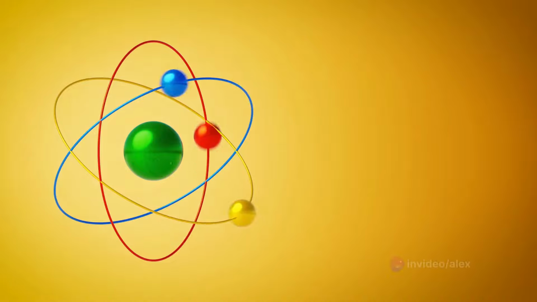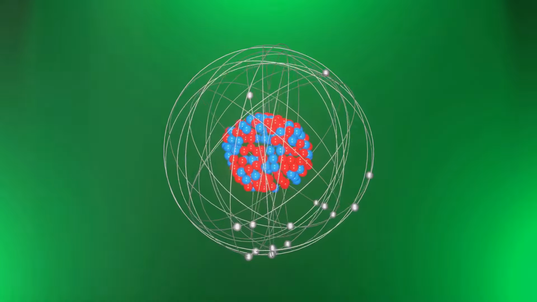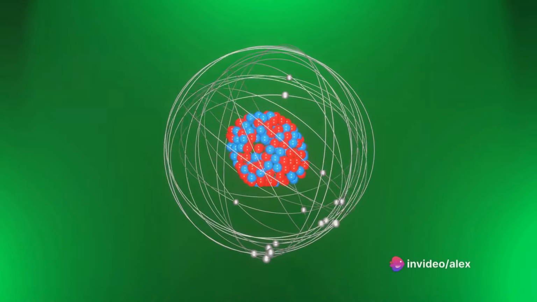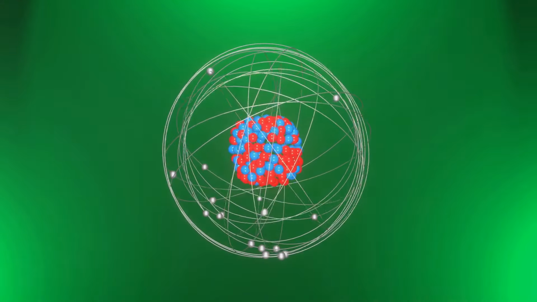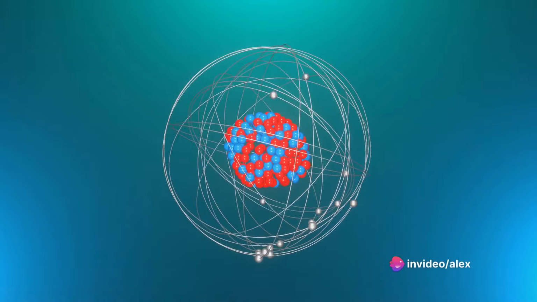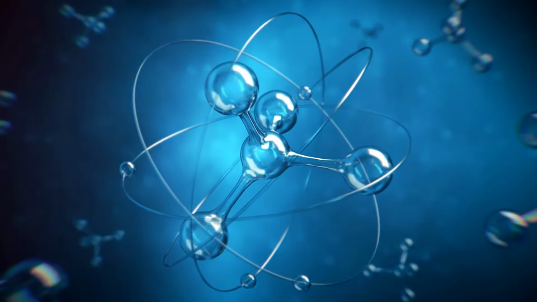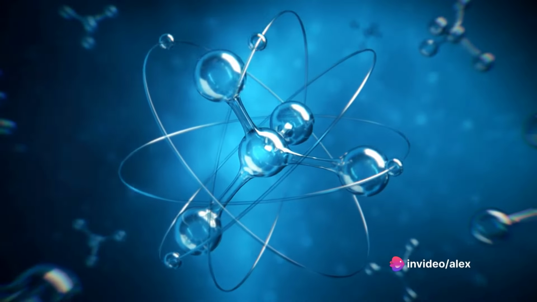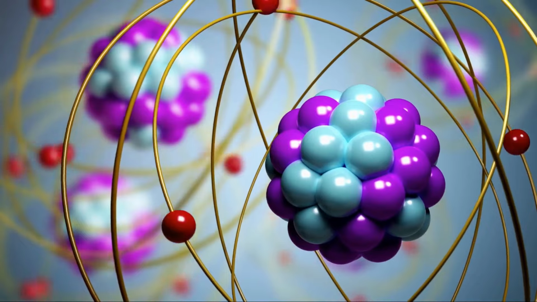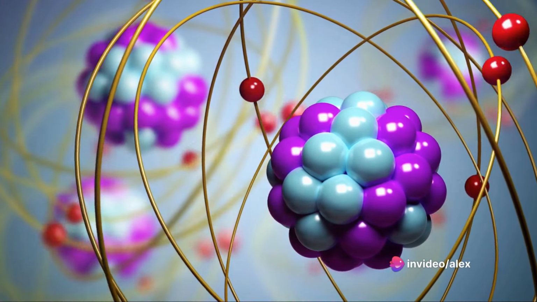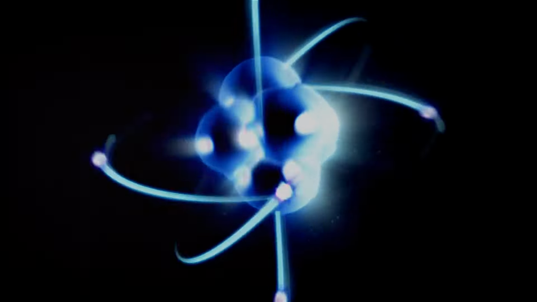Think about the vast emptiness of space in our solar system, the great distances between the sun and the planets. This is mirrored in the atom, where most of its volume is empty space. The nucleus is like a tiny speck in the center of a huge stadium, with the electrons as specks whizzing around the outer edges. What's more, these electrons are constantly in motion, orbiting the nucleus at mind-boggling speeds. It's a ceaseless dance that forms the basis for everything in the universe, from the air we breathe to the stars in the sky. Isn't it remarkable that such a tiny particle can hold so much complexity?